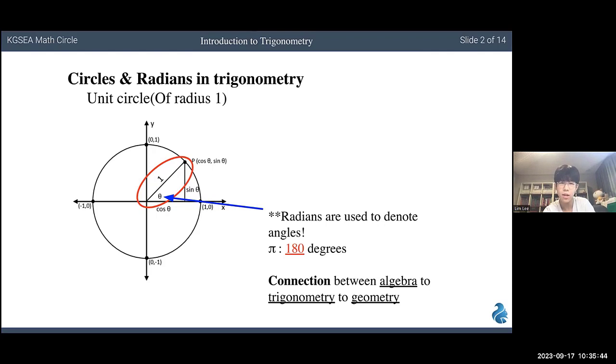It's important to emphasize here that in the context of trigonometry, we use radians to measure angles. If you're new to radians, remember that pi radians are equivalent to 180 degrees. And so correspondingly, we can express other angles in radians as well, such as 30 degrees and 45 degrees, which equal pi over 6 radians and pi over 4 radians, and so forth. Radians are used in trigonometry because it is easier to connect trigonometry to algebra and geometry, and this concept will be explored further in the following slides.